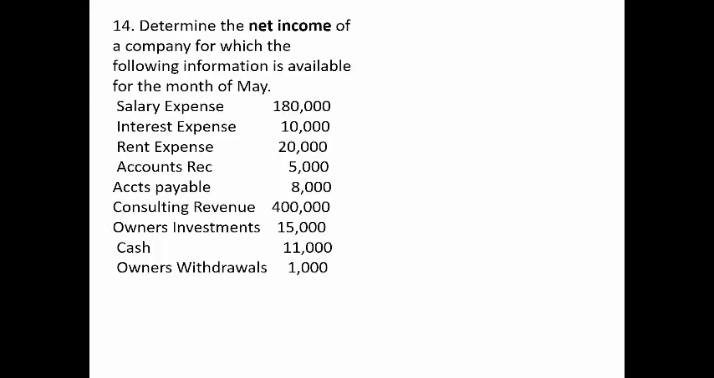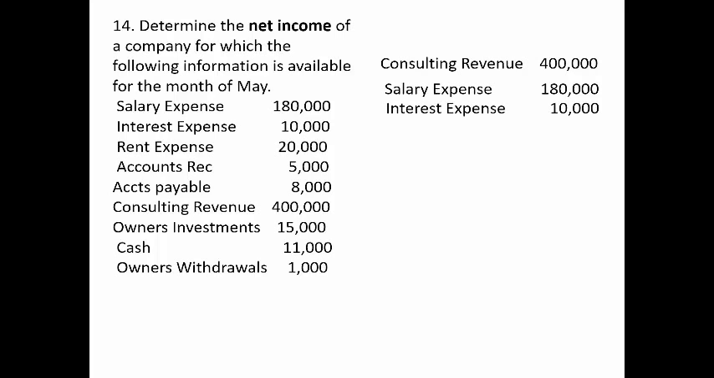Now let's take a look and see what we've got here. The only revenue we have on this page would be consulting revenue, $400,000, and our expenses are going to be salary expense $180,000, interest expense $10,000, and rent expense $20,000. The total of all these, rent, interest, and salaries, when subtracted from consulting revenue, gives a net income of $190,000.